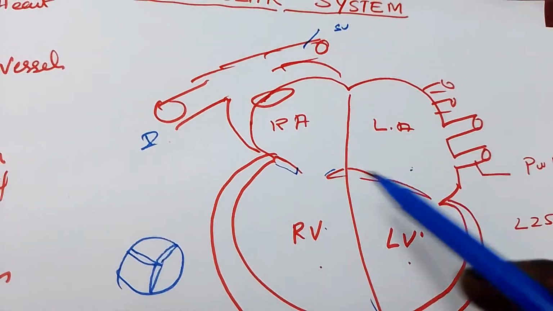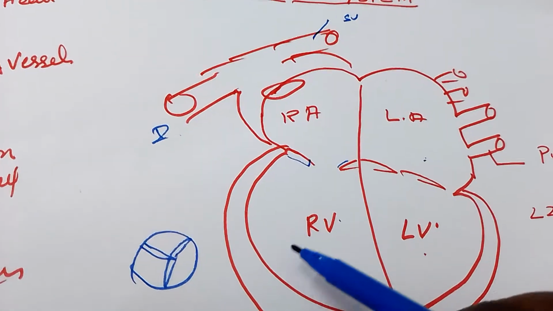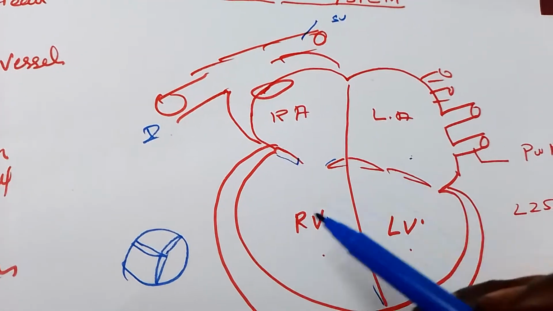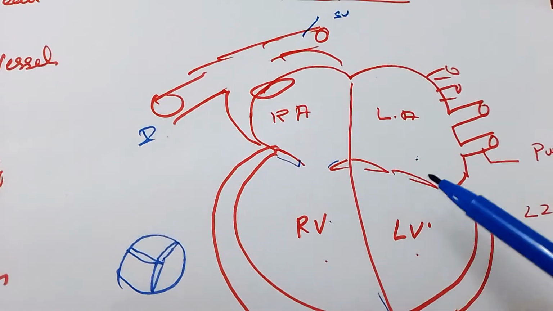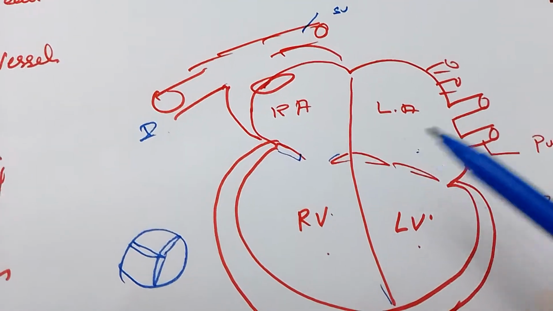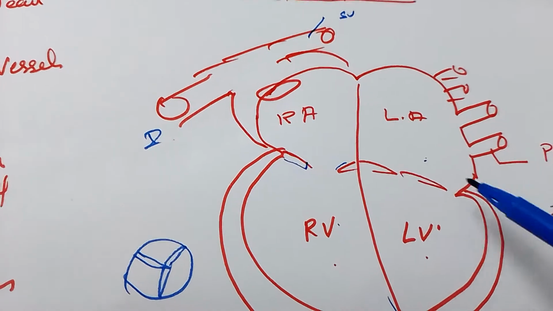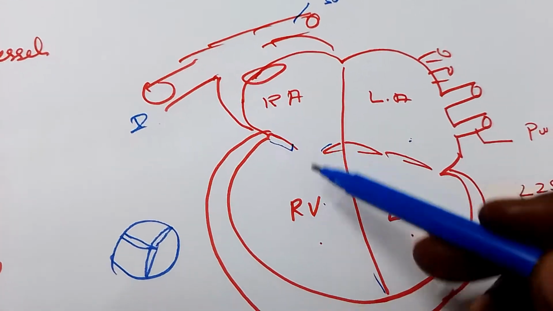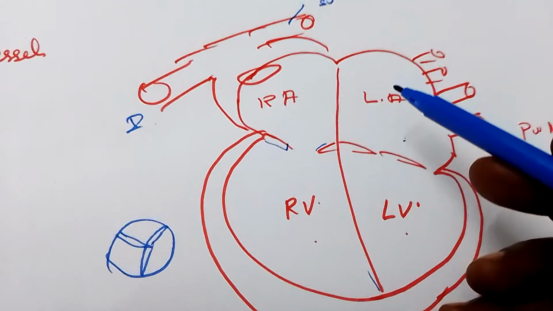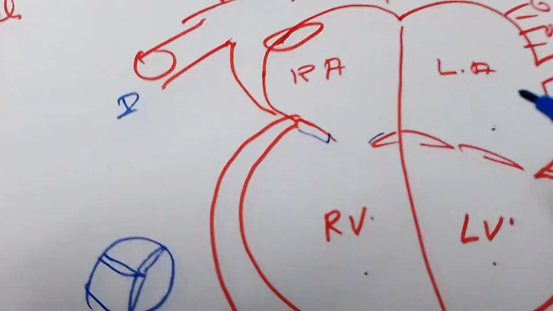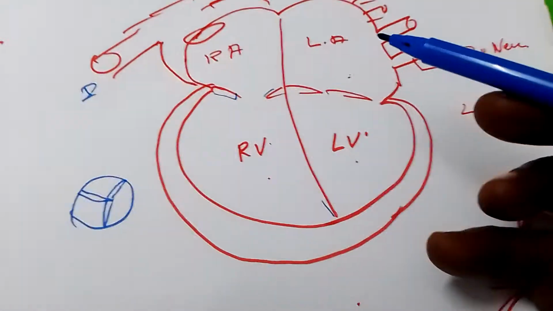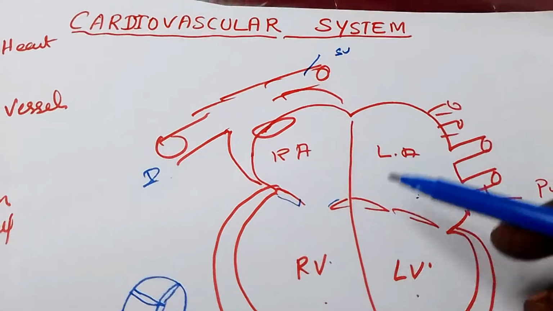Are only these two kinds of valves, the tricuspid valve or the mitral valve, present? No, valves are also present in the great vessels. So we will see about this left side, where the blood is going.